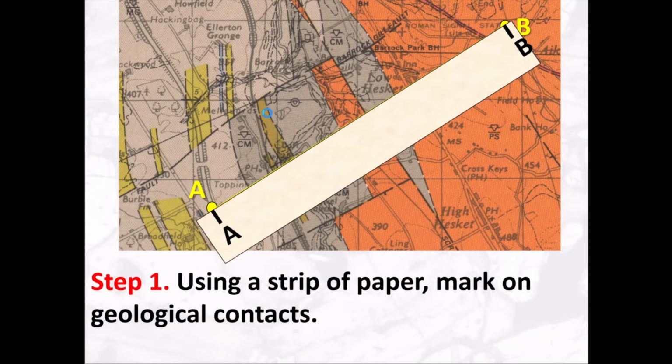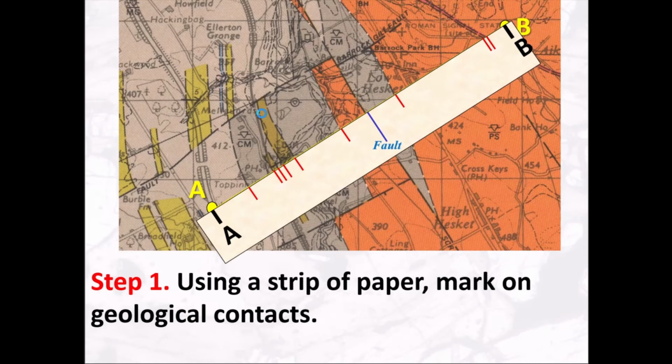So our first step then, like with others, is to use a strip of paper to mark on the geological contacts. So everywhere along here, what I've done is marked on a geological contact, and some of those contacts are going to be stratigraphic. They're going to be the contact between different rock types, and some of them are structural.